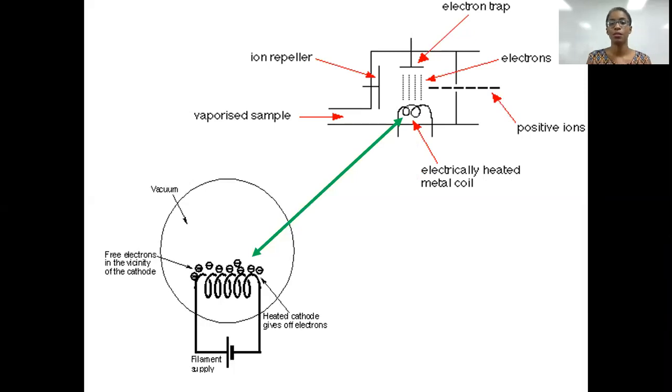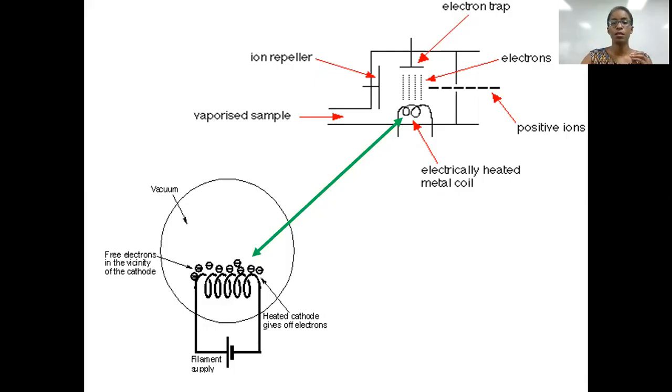It doesn't need a whole lot of heat, it doesn't need a whole lot of energy to do so. So we have an electrical coil, and what that electrical coil is going to do is allow the electrons off of that metal to fly off, if you will. And that's the diagram that's showing you on the bottom left here. That's the filament. And the electrons are going to leave the surface of your coil.